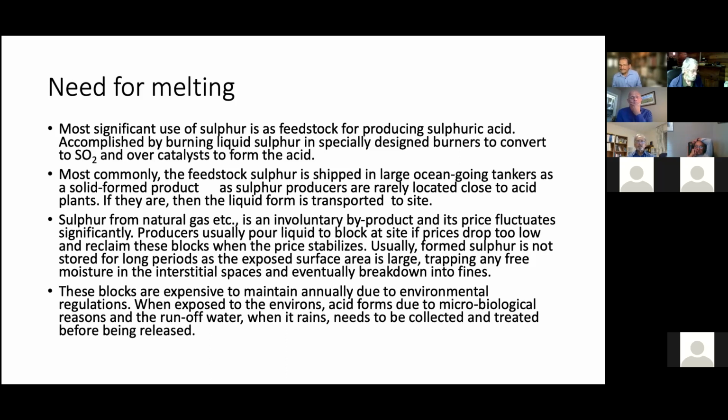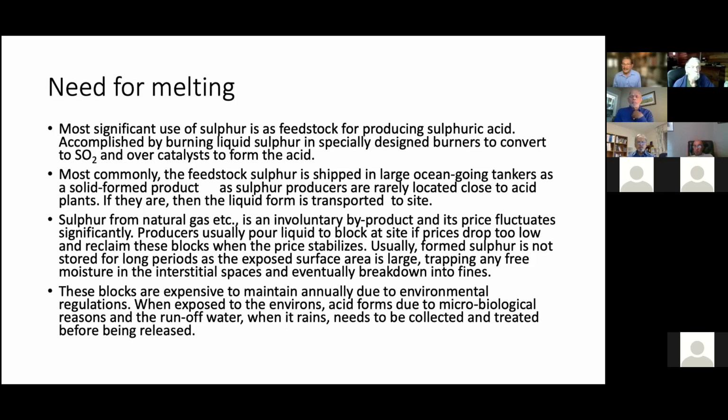So there's your need for melting. Now, sulfur prices are very cyclic. They have been as low as $20 a ton in the mid-90s, which caused a lot of sulfur remelting plants to shut down and a lot of sulfur producers to pour to block, because it's not cheap to move sulfur. The transportation costs are quite significant.